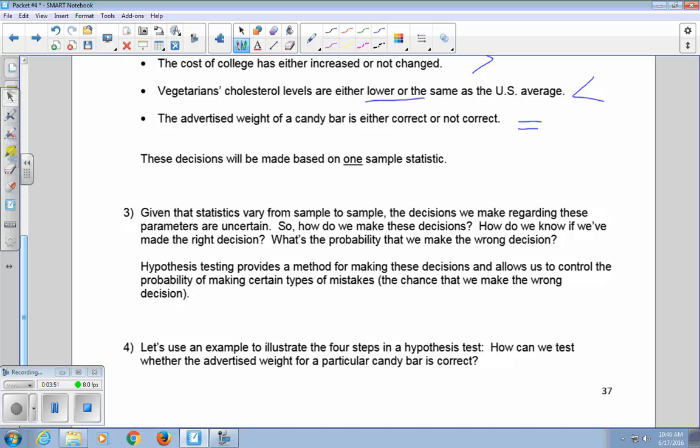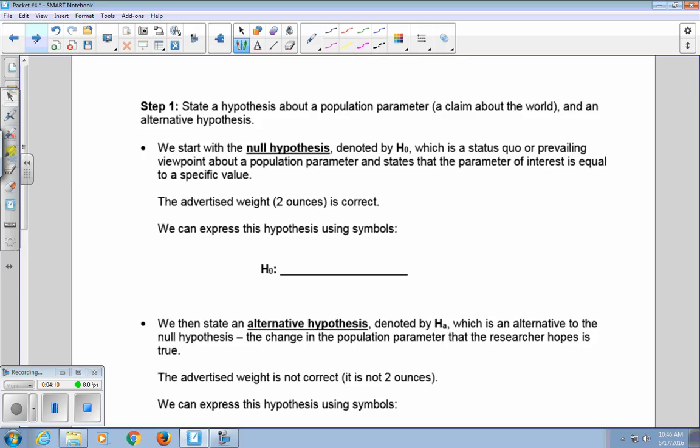Let's use an example to illustrate the 4 steps of a hypothesis test. How can we test whether the advertised weight for a particular candy bar is correct? That's the question that we're interested in: whether the advertised weight for the candy bar is correct. On the next page, we see step 1. First, we want to state our hypothesis about the population parameter. We always are talking about the population parameter when we're stating our hypothesis.